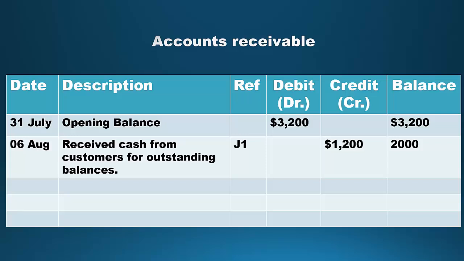accounts receivable. 3. Reference. Include the journal reference, J1. This links back to the journal entry, keeping our records consistent and easy to trace. 4. Amount. Enter $1,200 in the credit column. We credit the accounts receivable account because the customers no longer owe this money, and decreases to assets like accounts receivable are recorded as credits.